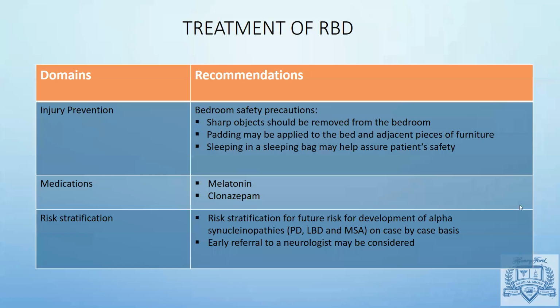Treatment of RBD, once again, injury prevention is key, similar to your other parasomnias. In terms of medications, melatonin is your first-line drug, and you'd want to use anywhere from 3 to 5 milligrams for these patients. The maximum dose you'd usually go up to is 15 milligrams nightly. If they fail melatonin, then your drug of choice is clonazepam.